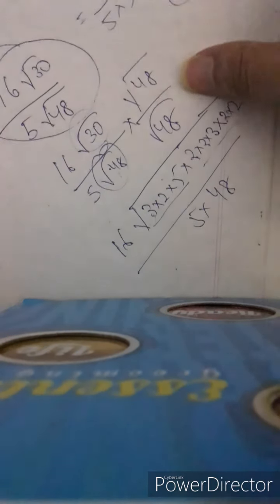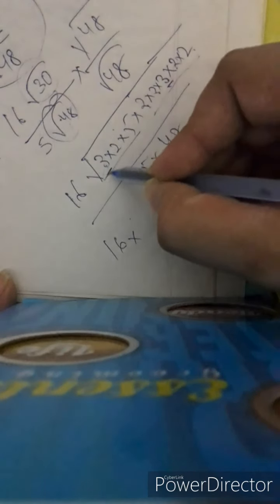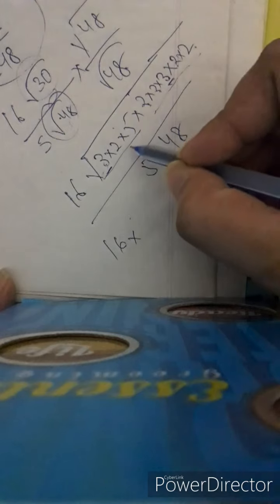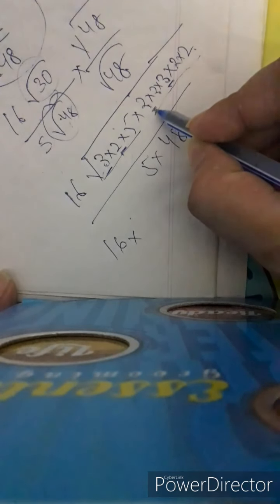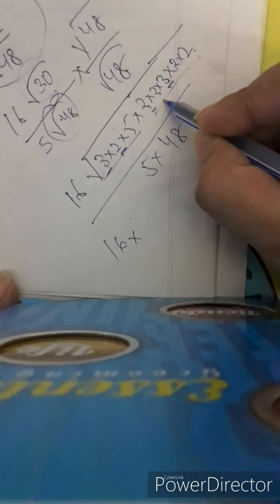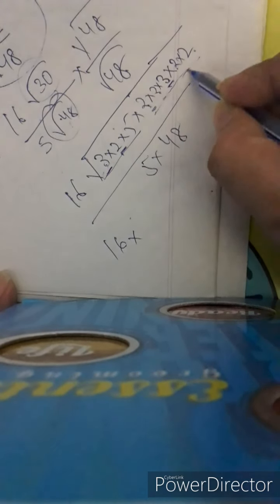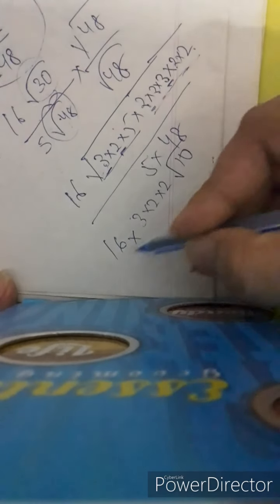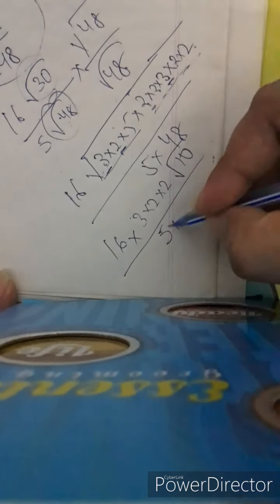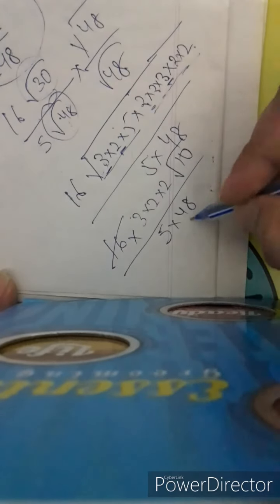Alright, so what do we get here? 16 into, so 3 comes out, 2 2, and 2 2, so 3 into 2 into 2 comes out and root 10 remains inside, and 5 into 48, 16 3s are 48.